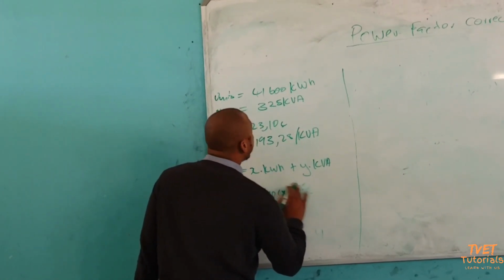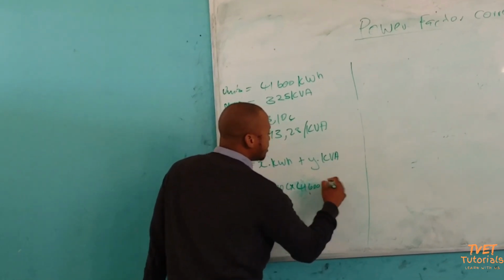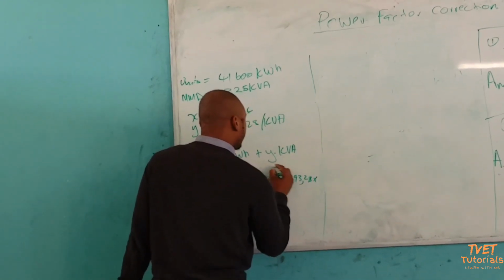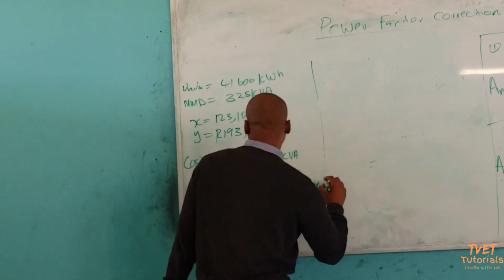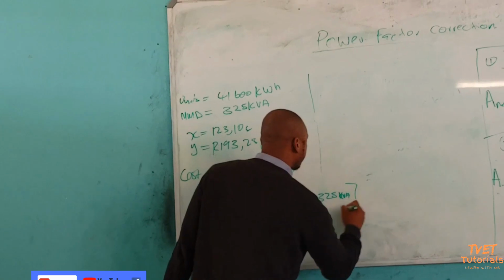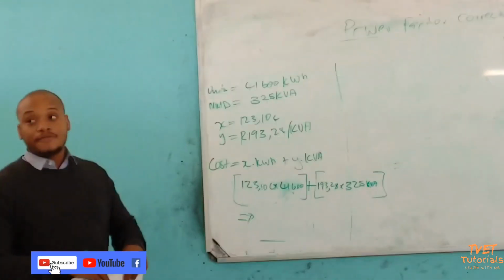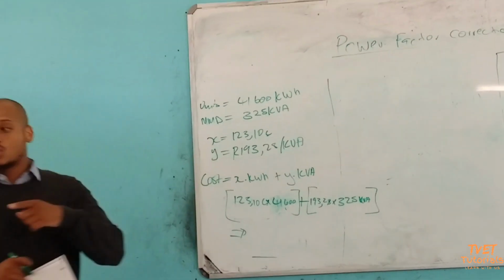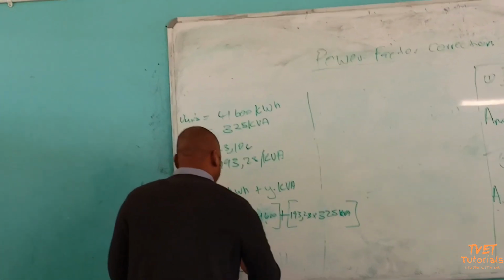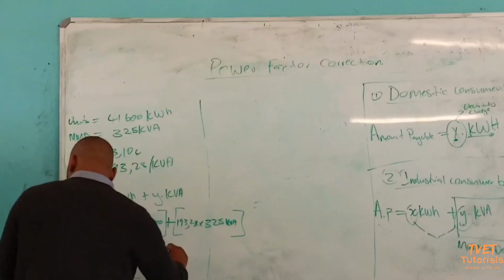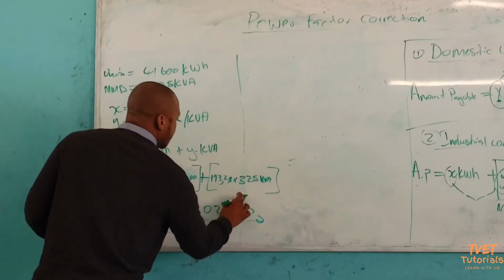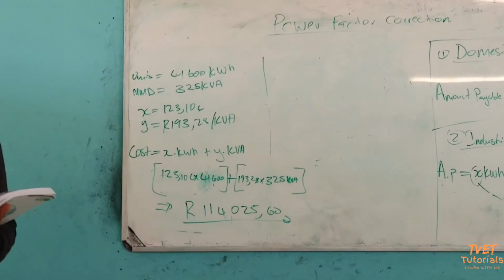We have to multiply this by our units, which is 41,600. Plus, now the Y value is 193.28 multiplied by, always use brackets to separate your work, the meter reading, which is 325 kVA. You do that, and I said to you, be careful to convert the cents to rand. You can look up the conversion on Google. If you do that, you end up at 114025.60. So this is the total amount that the company will pay just to run this particular plant.